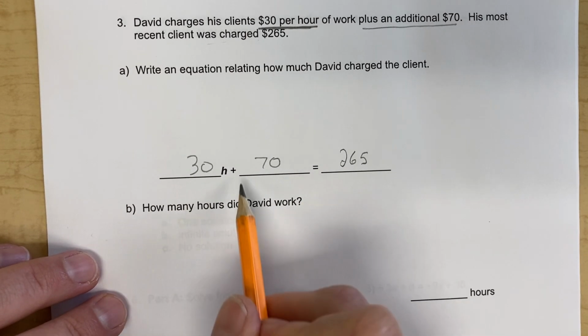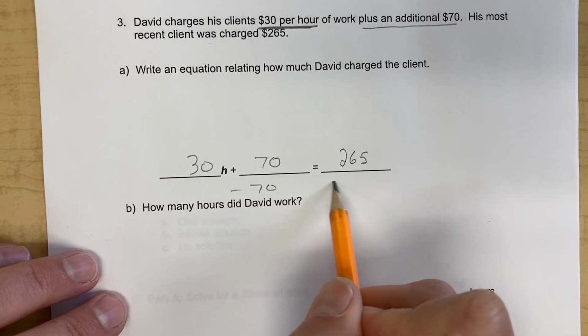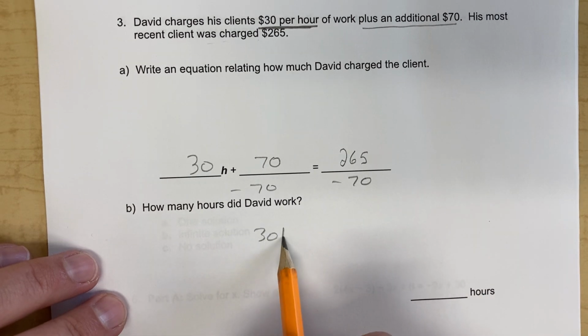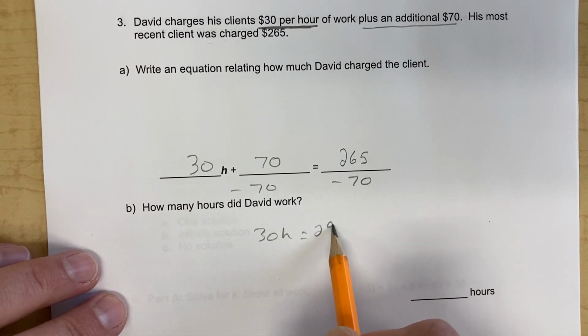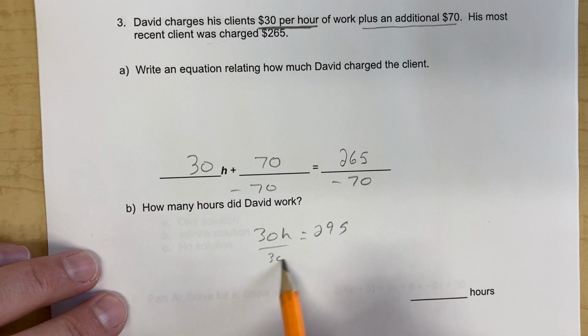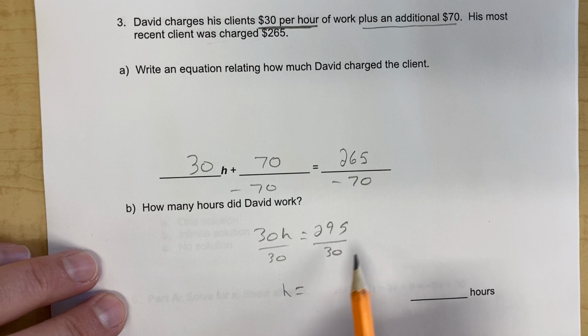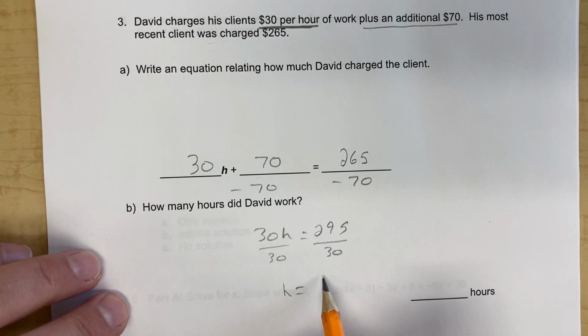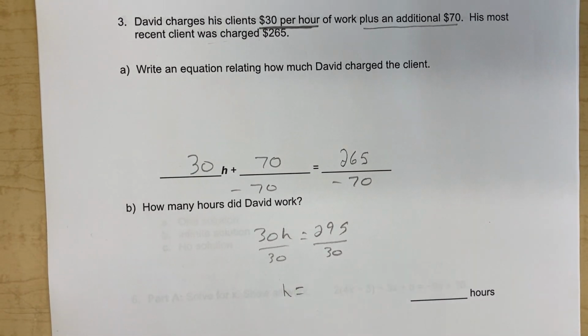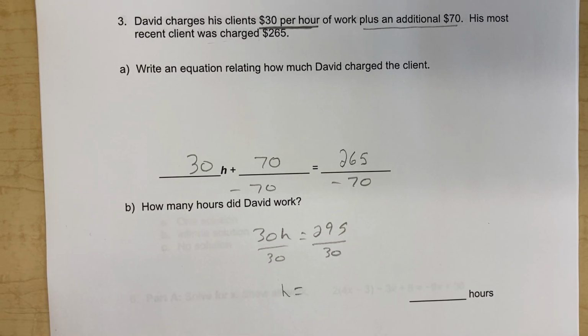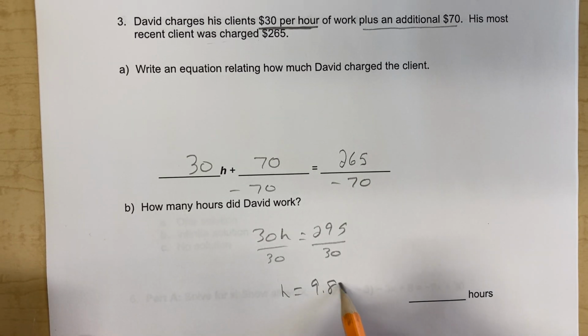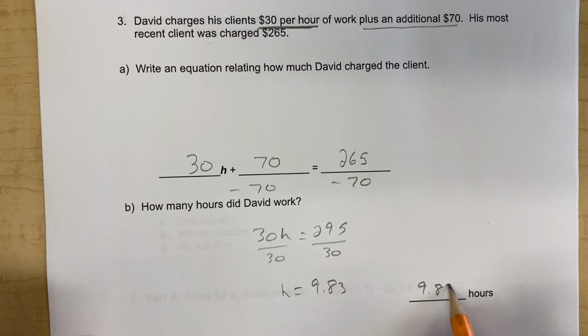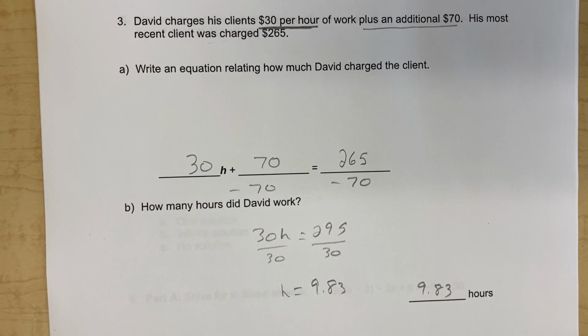Now we want to solve that, so we're going to subtract 70. 30h equals 295, and then we're going to divide by 30. Right, and I believe when we do that, we should get 10. Just under 10 hours, right? Let me do that real quick on a calculator here. 295 divided by 30 is 9.83 hours. So real close to 10 hours there.